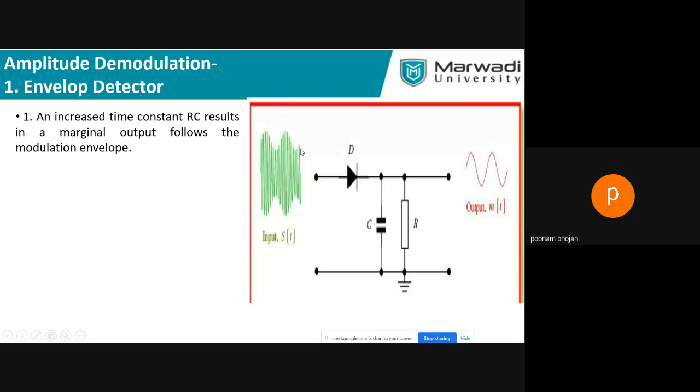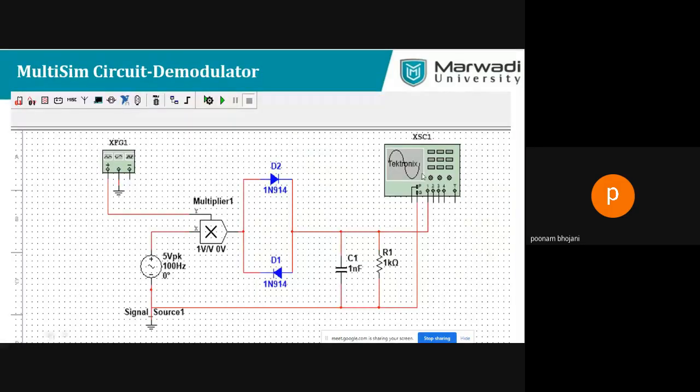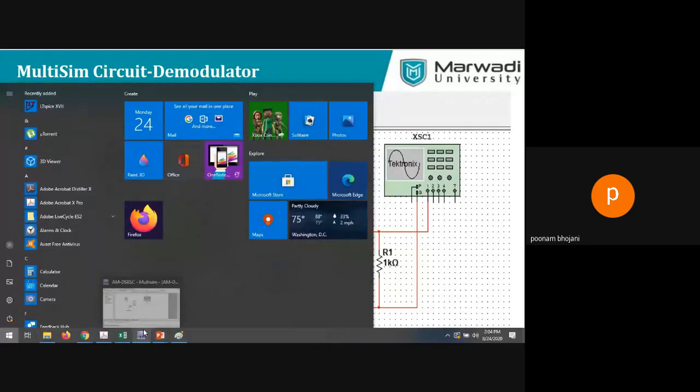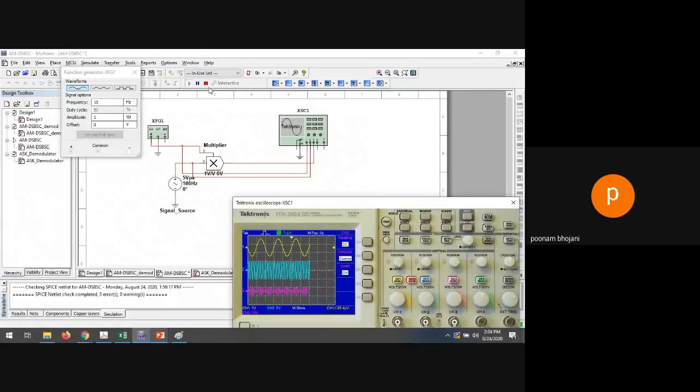I will show you in the Multisim. So here, see the Multisim circuit. This is your modulated signal, right? Multiply the message signal by the carrier signal, you will get the modulated signal. After that, either you can put the diode in the positive direction or in the negative direction. If you put it in this direction, you will get the positive envelope. If you put it in this direction, you will get the negative envelope. And this is your RC filter. So let us see the same circuit in Multisim. Okay, just let me stop the simulation.